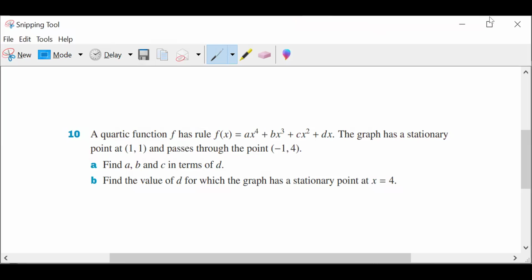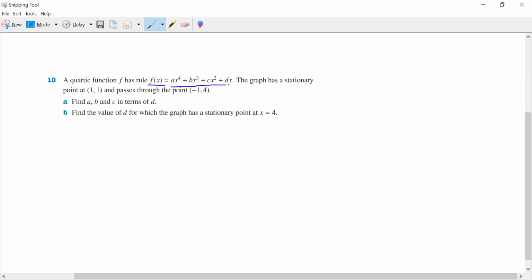So for part A, we want to find a, b, c in terms of d. On the calculator, we can actually define them. First of all, you need to define f(x) equals this quartic function. Then the second function, you need to define g(x) equals f'(x), which is the derivative of f(x). And then you can set up your system of equations.